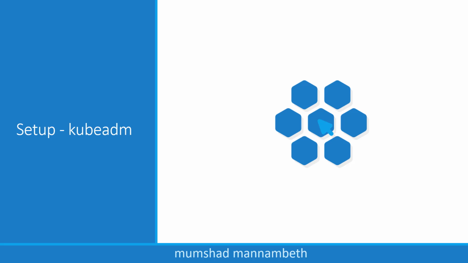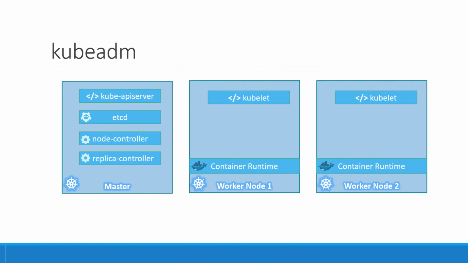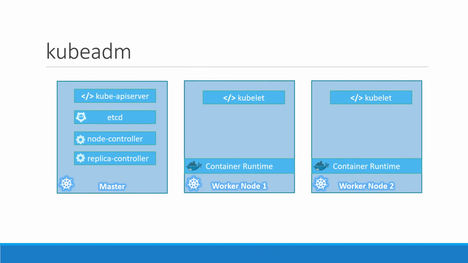Hello, and welcome to this lecture on setting up Kubernetes with kubeadm tool. In this lecture, we will look at the kubeadm tool, which can be used to bootstrap a Kubernetes cluster. With the minikube utility, you could only set up a single node Kubernetes cluster. The kubeadm tool helps us set up a multi-node cluster with master and workers on separate machines.